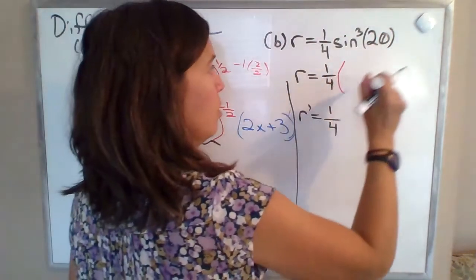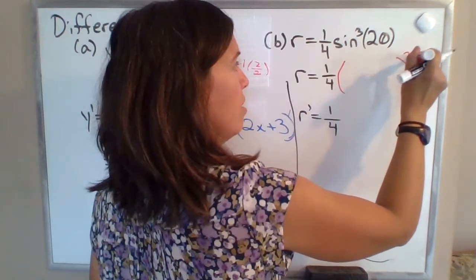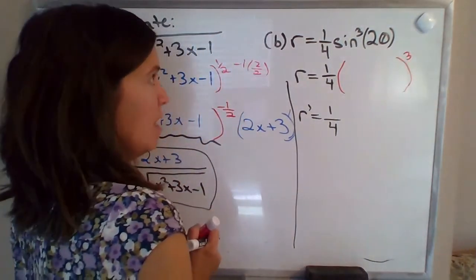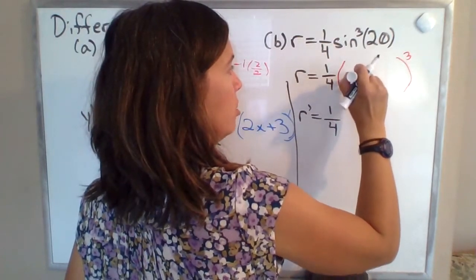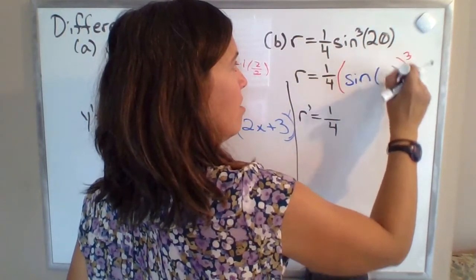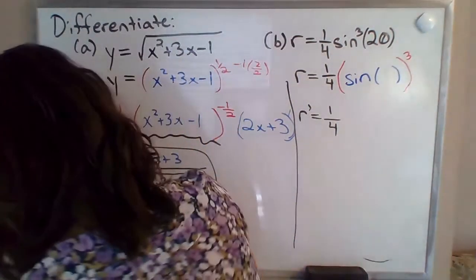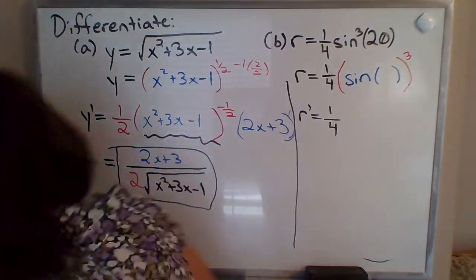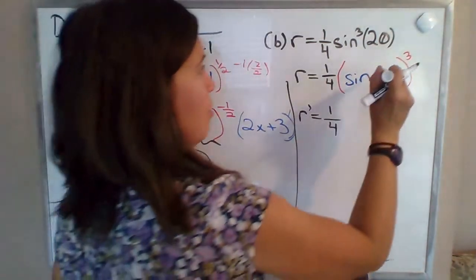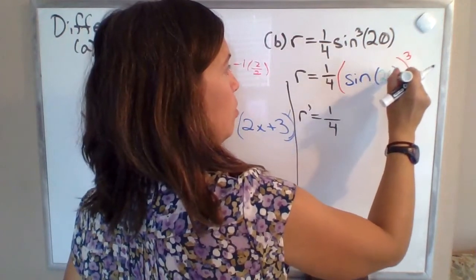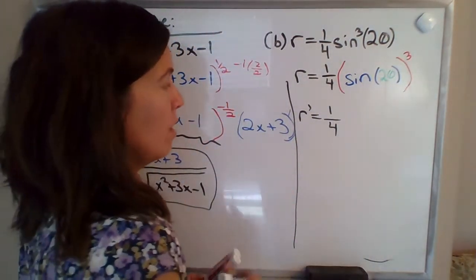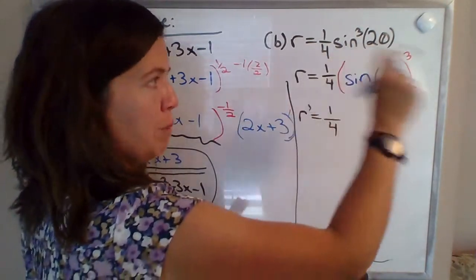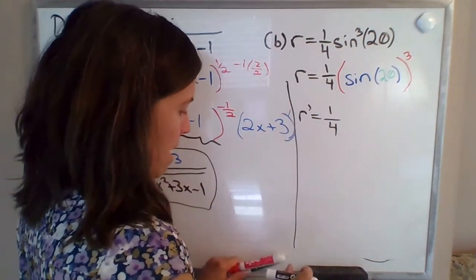Again, I want to color code this. The outermost layer is the third power. Inside of that, we've got the sine function. And inside of that, we've got this 2 theta expression, which I need another color for. So 2 theta. How's that showing up? Okay, so now we take the derivative. Peel one layer at a time, starting with the outermost layer.